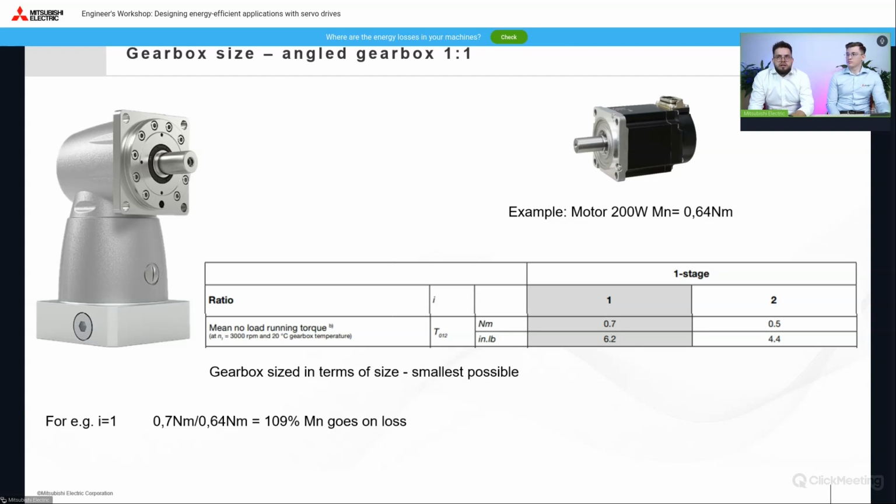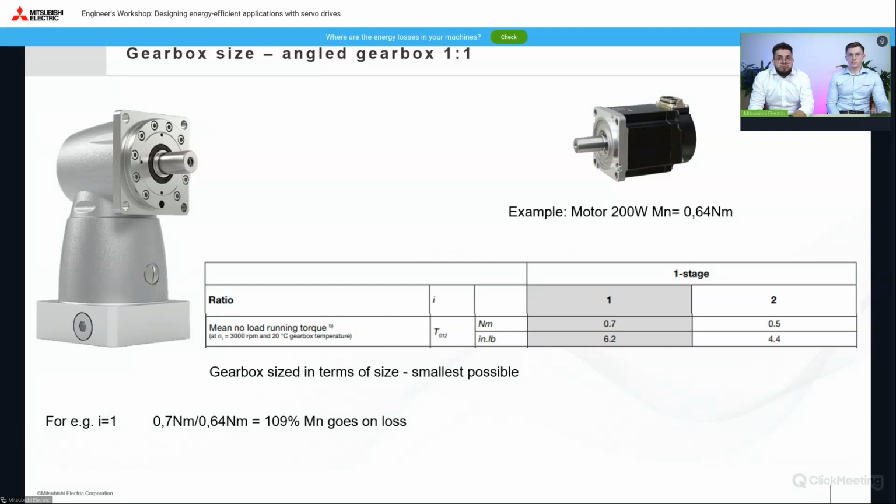That is, for this application example, we are about to have an overload error. Therefore, for calculation, it's worth checking what the internal resistances of the gearbox are and adding them in the software. In this way, we will select the servo drive safely, and we will be able to get the energy consumption value for the assumed duty cycle as close as possible to the actual real value.